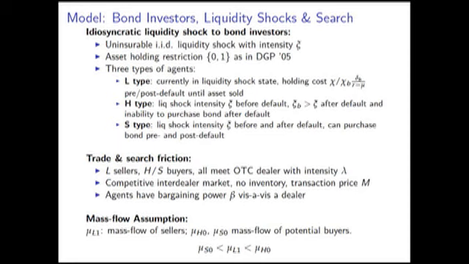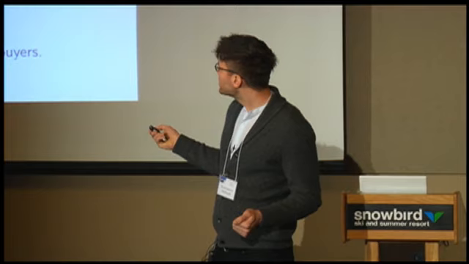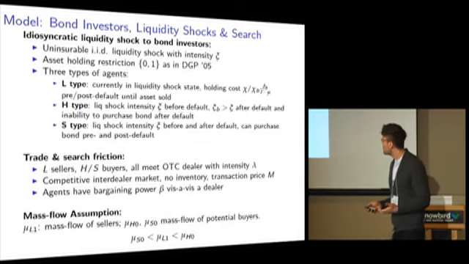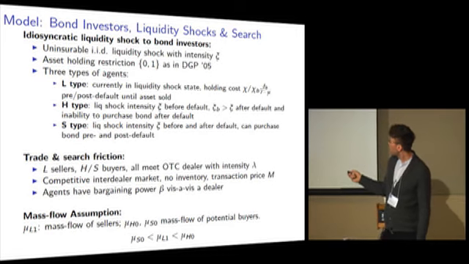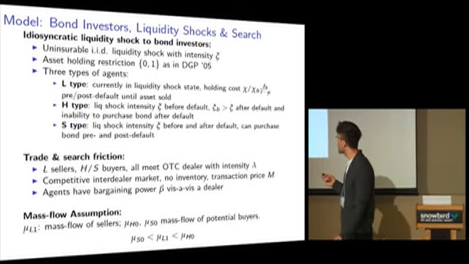The bond market is essentially a bunch of investors, each holding at most one unit of the bond. And each of these guys is subject to an uninsurable IID liquidity shock with some intensity. So you're holding the bond. You can at most hold one unit, or you can hold nothing of the bond. That's a restriction that comes from Duffie, Gârleanu, and Pedersen that makes the model tractable.